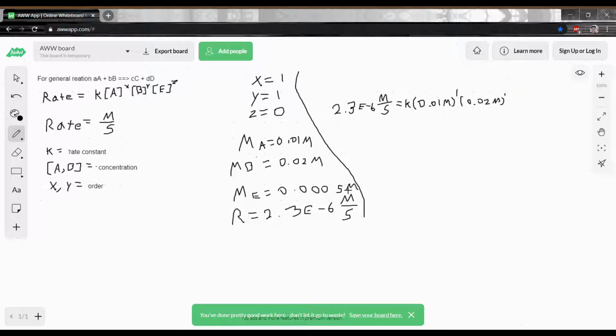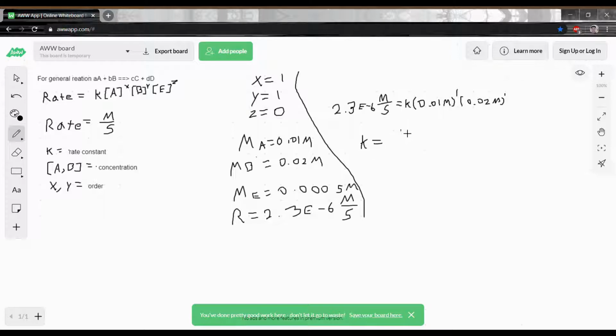And then we have a concentration for H, but that's being raised to the 0 power. And remember from math that anything raised to the 0 power is just 1. So we're multiplying by 1. We don't even need to write it in technically. So we're finished. Now we just need to solve for K.